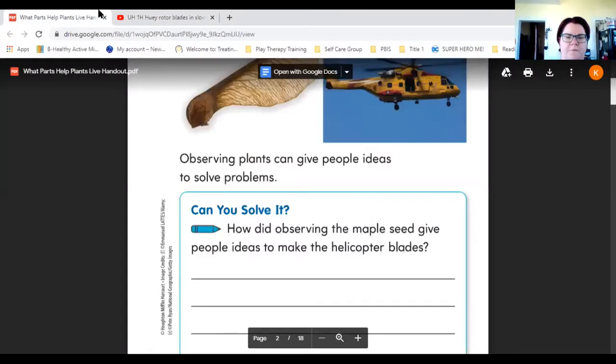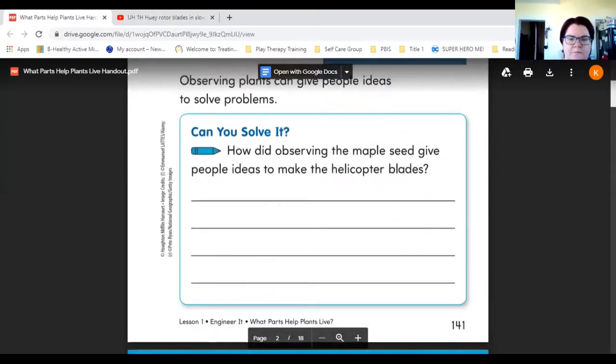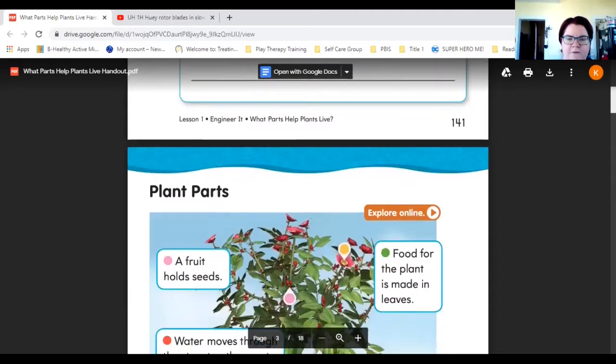So let's think about it for a minute. We saw the video of the seed, and how was it moving? It was going around and around as it fell to the ground. And then we look at the helicopter blades, and how were they moving? They were also going around and around. So how did observing the maple seed give people ideas to make the helicopter blades? What do you think? You can write that down, or you can tell somebody your answer. All right, let's see what's next.